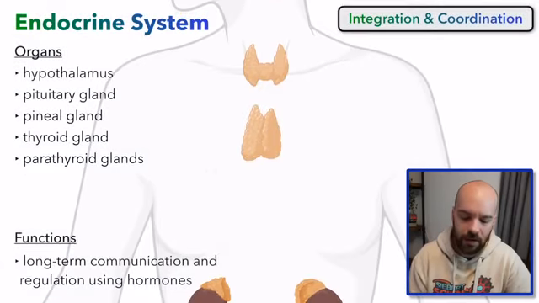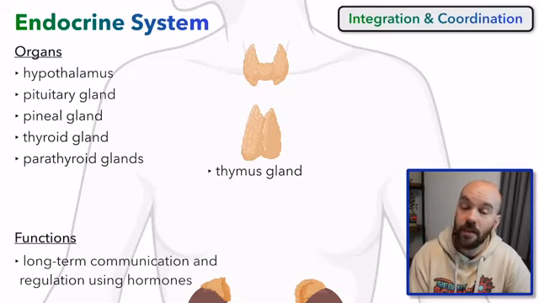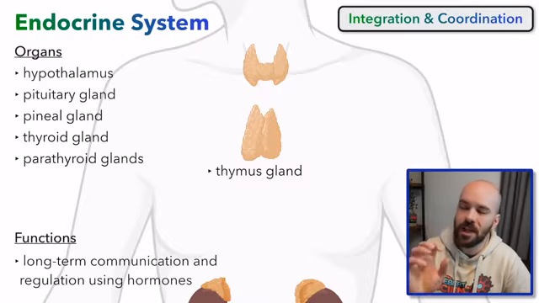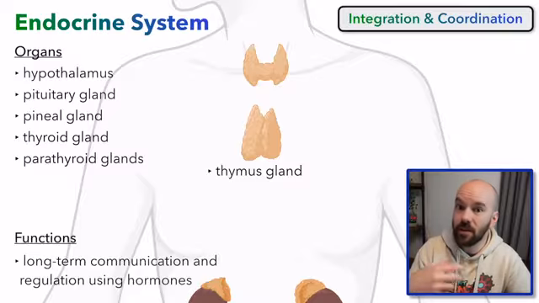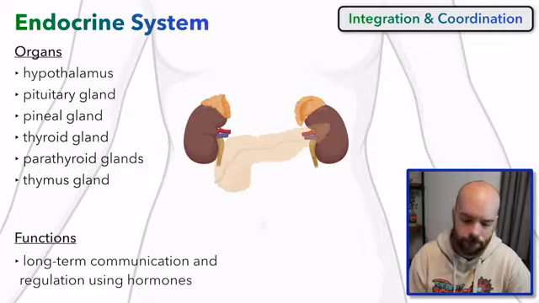All right, up next we have the thymus gland. You'll see the thymus gland come up again in the lymphatic system. The thymus gland is going to help develop your immune system. It's going to release a hormone that's going to help develop T cells, which are a type of immune system cell, a white blood cell. But it's part of the endocrine system because it's using a hormone to do that. That's the thymus gland. It's kind of above your heart right there.